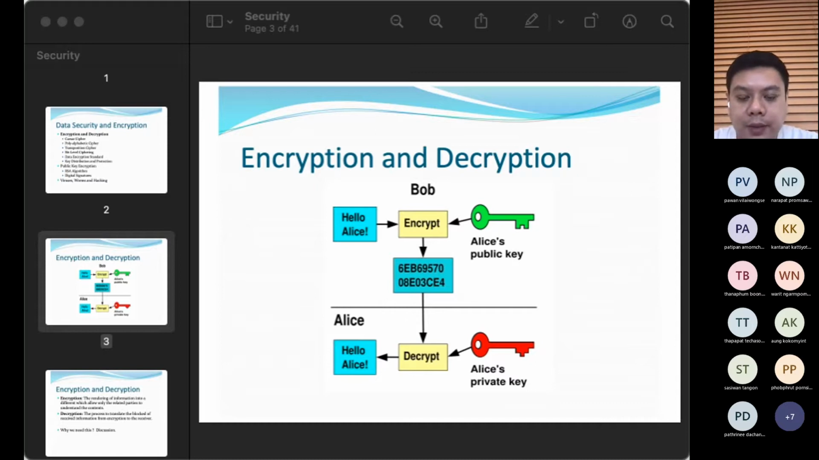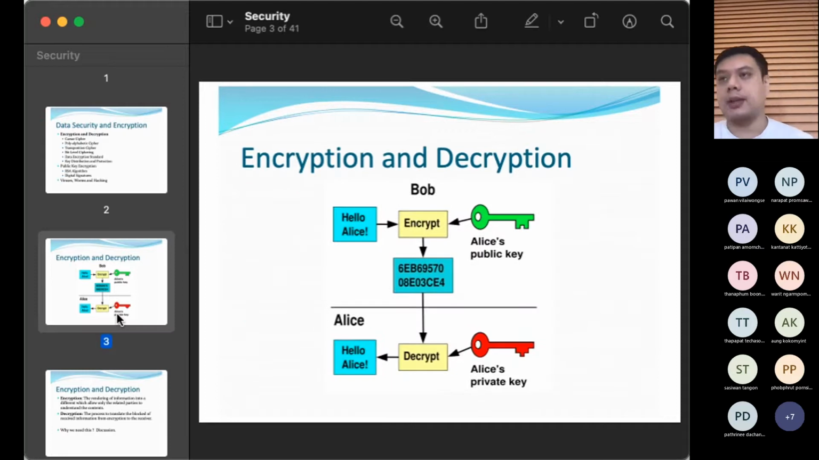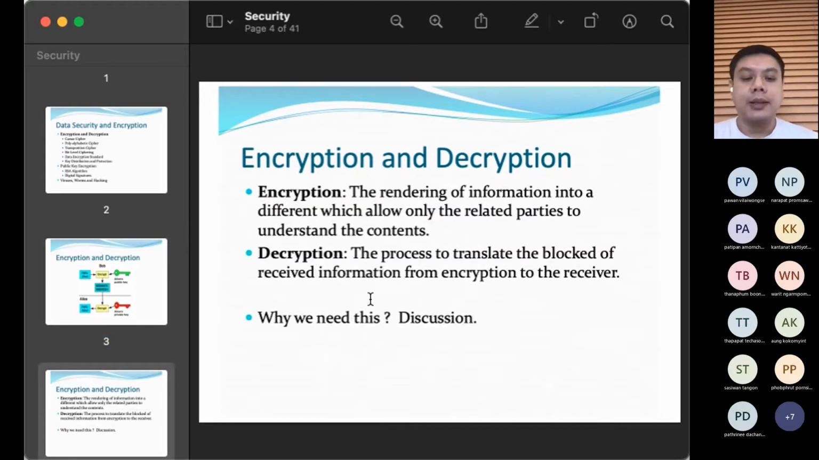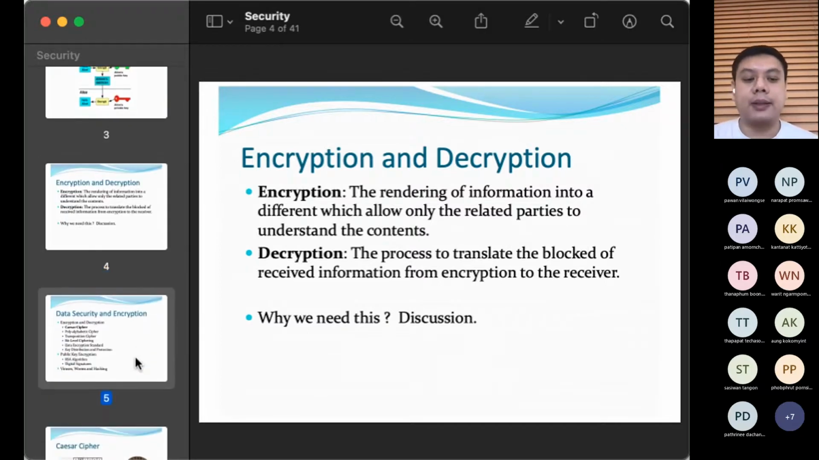So the definition is: encryption is the rendering of information into a different form, so only the related parties can understand the content. This is something you're going to rely on, but the important part is that you need to understand what I just tried to explain. If you understand that, that's pretty nice. Decryption is a process to translate the block of information received from encryption for the receiver. I'm going to let you think about how important this is.